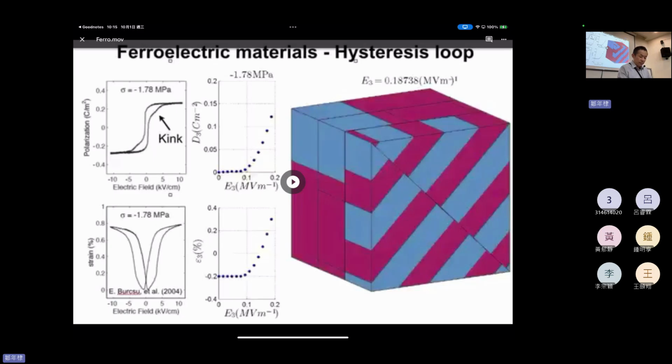And after the movement of the domain, we can determine the material properties on the left-hand side, which can be measured by experiment. Okay, so you can see the left-hand side is the experiment, and the dots are the results I predicted.